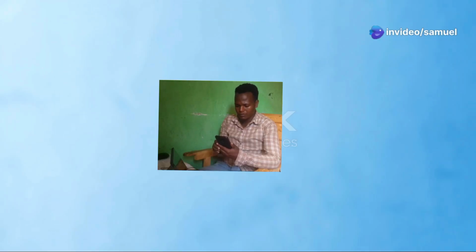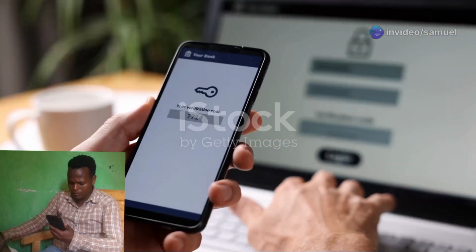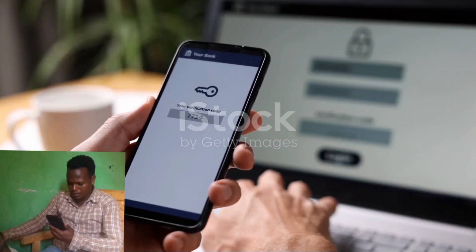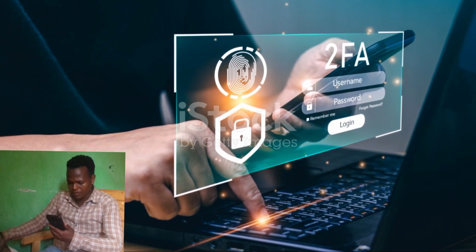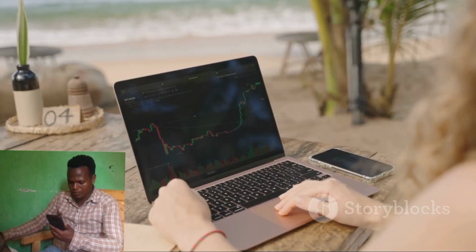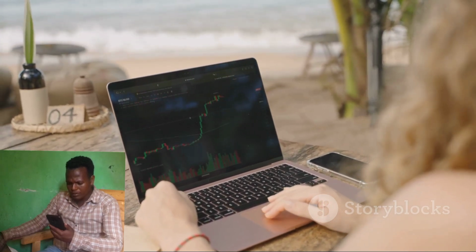Remember that while speed is crucial in crypto trading, it should never come at the expense of security. Always prioritize the safety of your funds by using strong passwords, enabling two-factor authentication, and being wary of phishing attempts. By following these tips and staying informed about best practices, you can navigate the world of USDT transfers with confidence and efficiency.